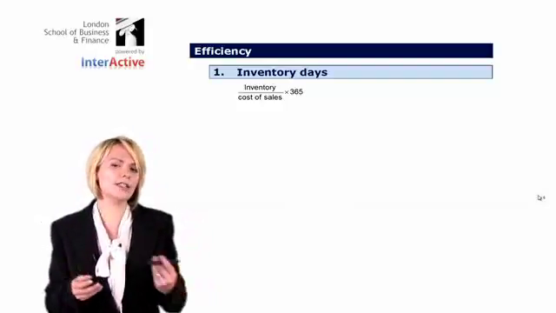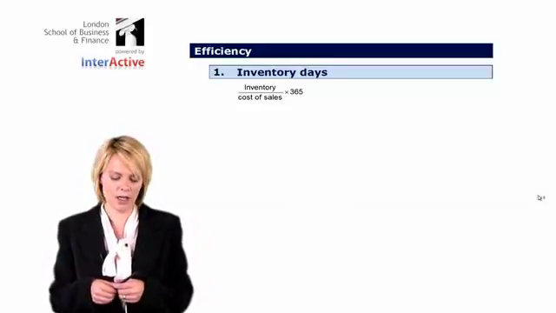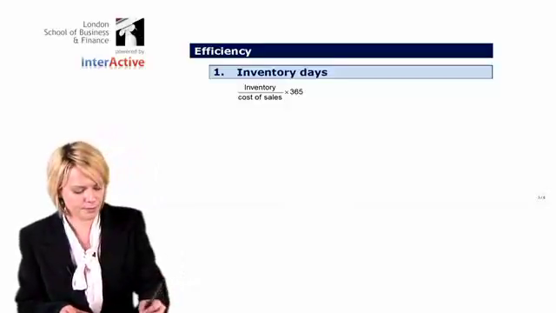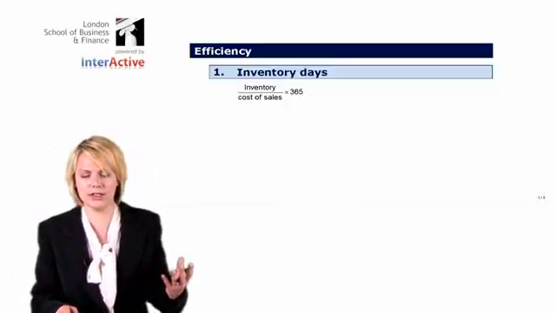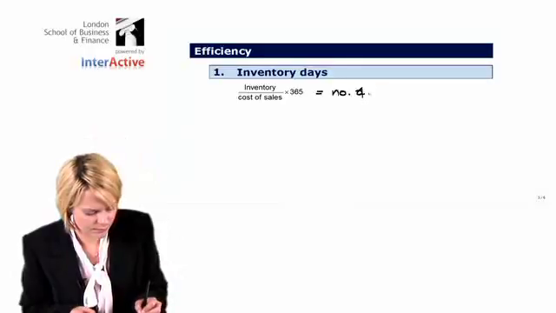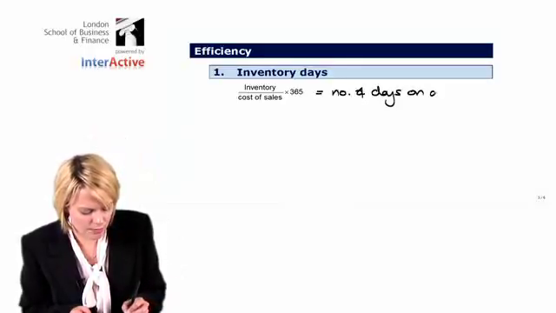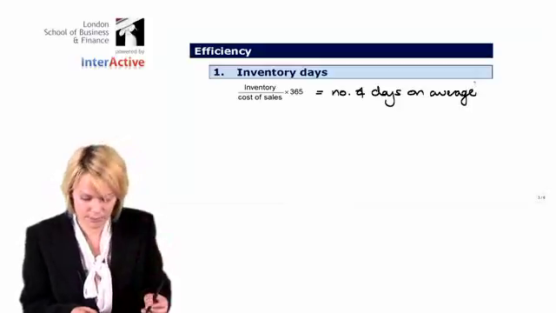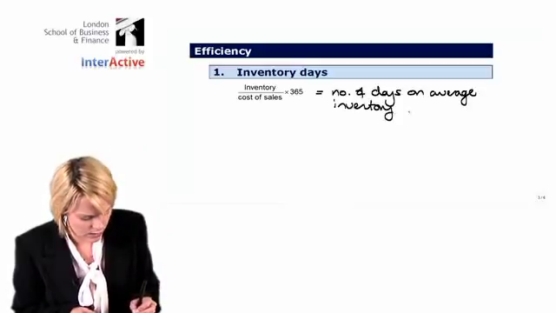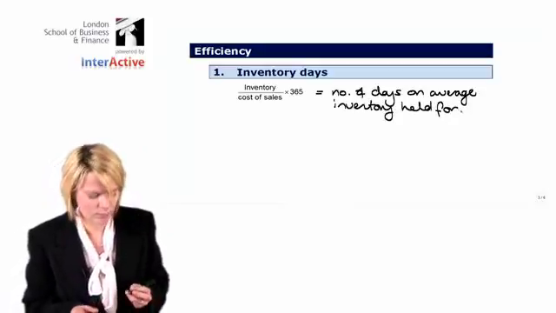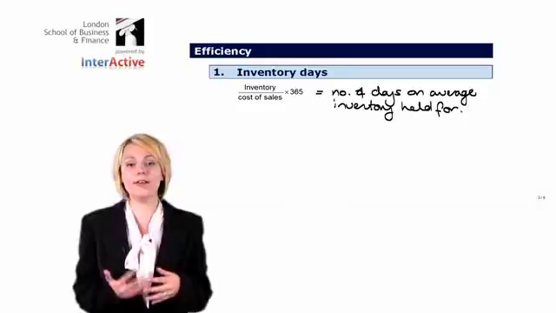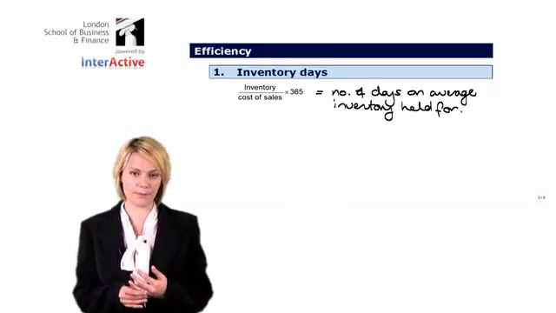So what we do is we take our closing inventory from the SFP, divide it by cost of sales, and then multiply it by 365, the number of days in a year for most of the time. That's going to give us the number of days on average in a year the inventory was held for. So what's going to come out of this ratio is the number of days on average we hold our inventory for.